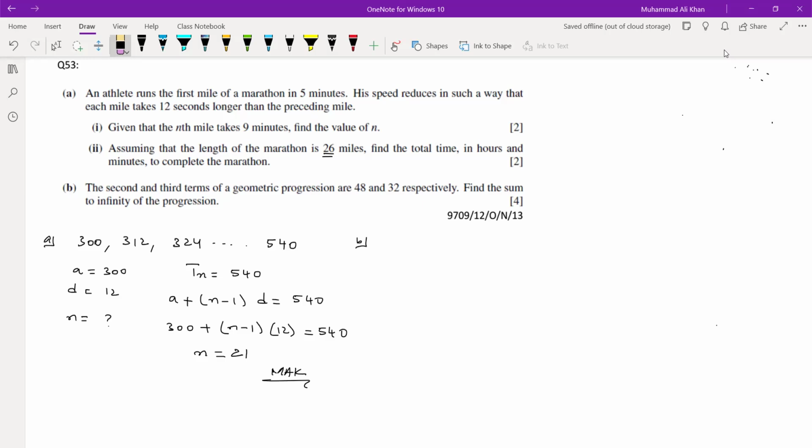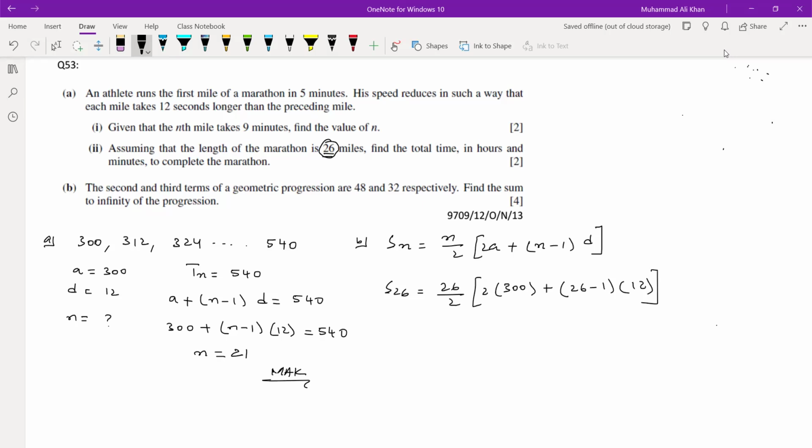कौन सा फॉर्मूला अप्लाई किया जाएगा? Sum का फॉर्मूला हमने अप्लाई किया अगेन, Sn equal to n by 2 [2a plus (n minus 1) into d]. अब हमें कहां तक जाना है? 26 माइल्स तक जाना है. तो S26 will be 26 divided by 2, 2a. A is 300 plus 26 minus 1, and the common difference is, what is the answer?